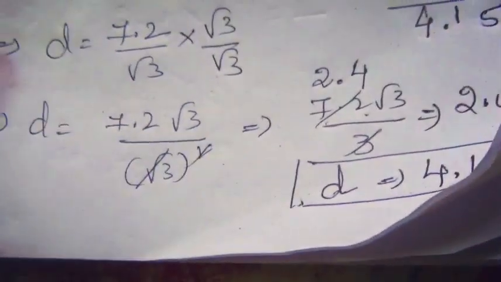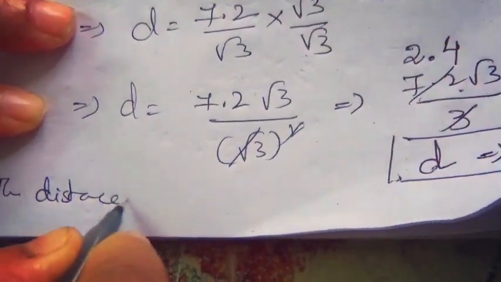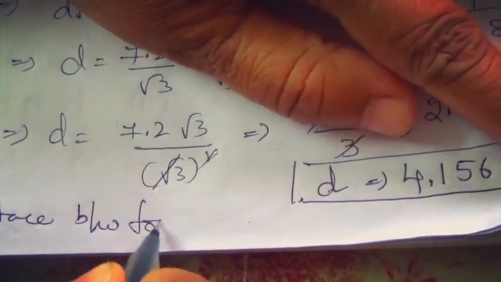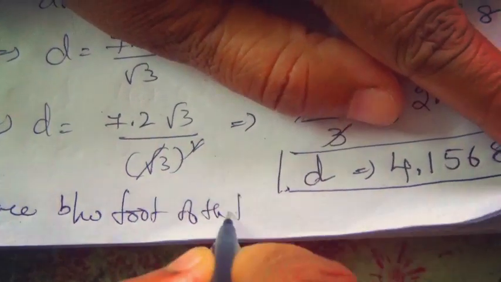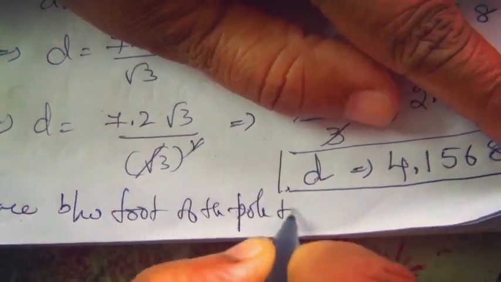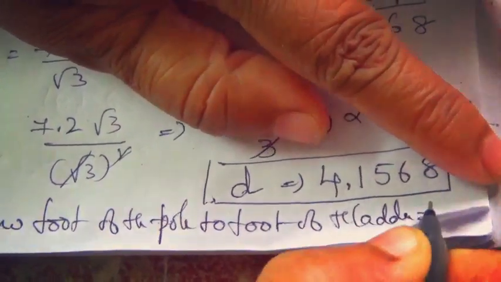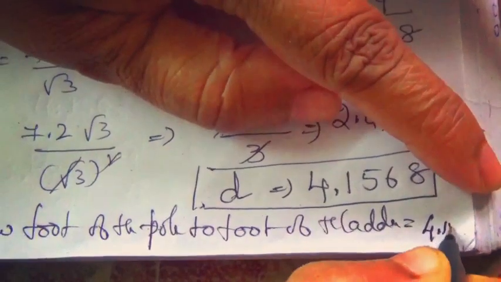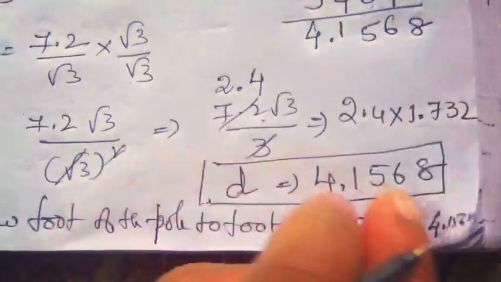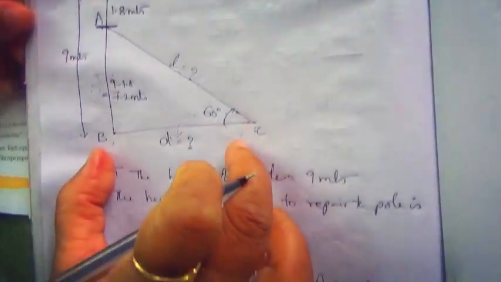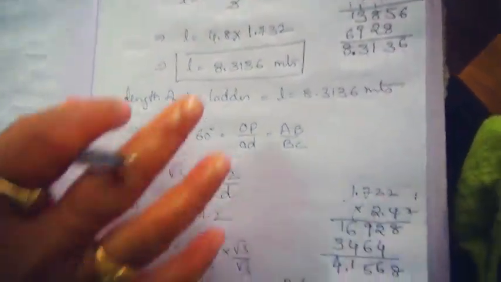Here, the distance between the foot of the pole and the foot of the ladder is equal to 4.1568. It is the answer for this question. So we found the length of the ladder as well as the distance between these two. We did it in 2 steps, because we need this to find the answer.